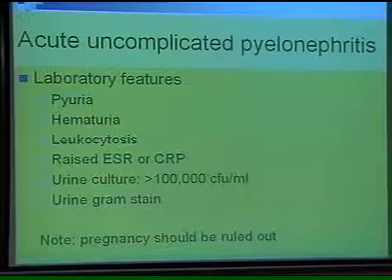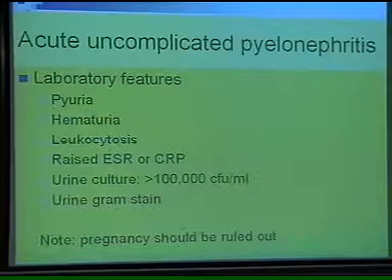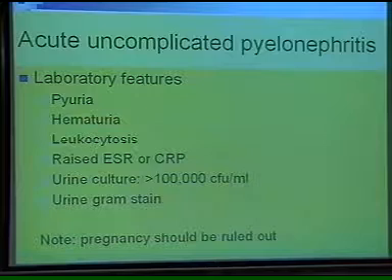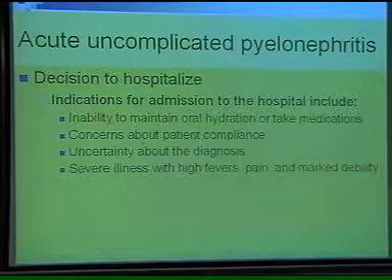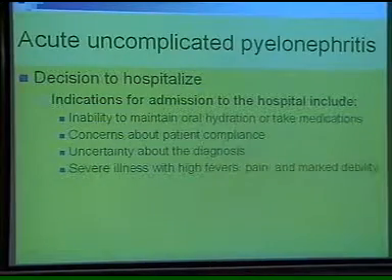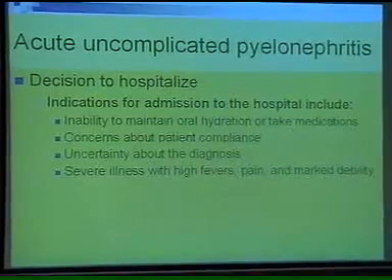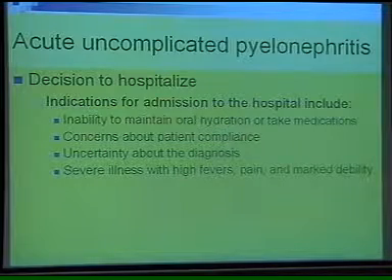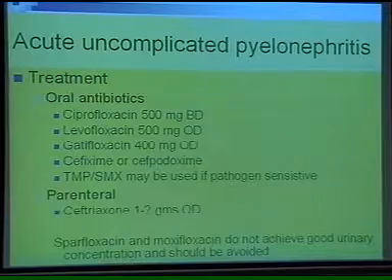Urine cultures usually show bacteria more than 100,000 colony forming units. Urine gram stain can be helpful for empiric treatment. And note that pregnancy should be ruled out. Now you have to make a decision to hospitalize. So indications for admission are if the patient is unable to maintain oral hydration and there are concerns about patient compliance or about the diagnosis, or the patient has a severe illness with fever, pain and marked debility.